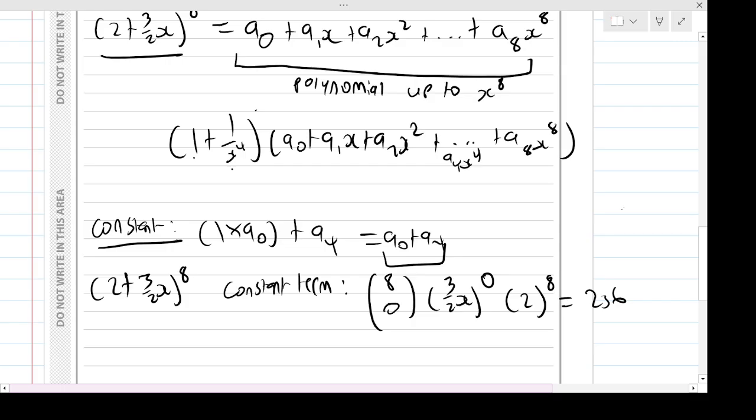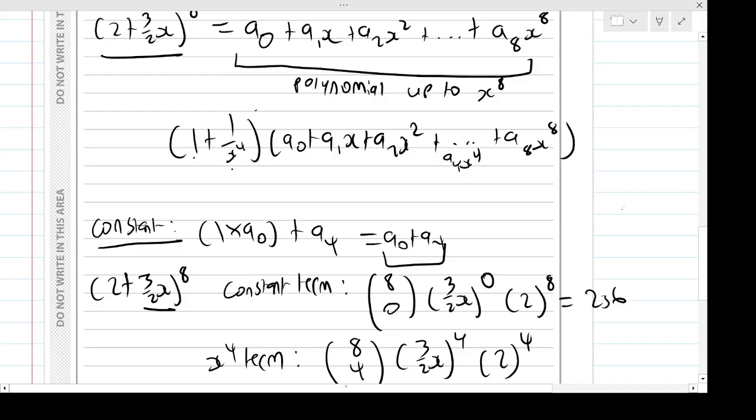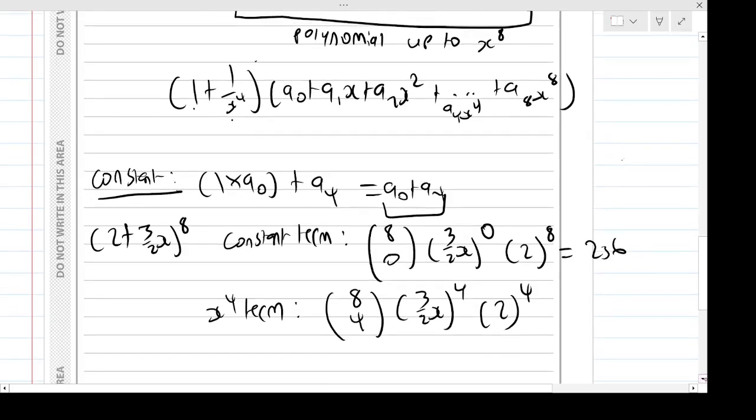Then we also need the x to the 4 term, right? So the x to the 4 term, that's going to be when x to the power of 4 now, so it's going to be 8 choose 4 when the power is 4. So then 3 over 2x, the x part of the bracket, is then power 4. Then 2 has to be a power 4 as well. And so then if we simplify all this, well, 8 choose 4, firstly, is 70.